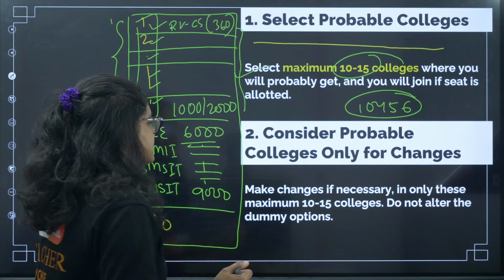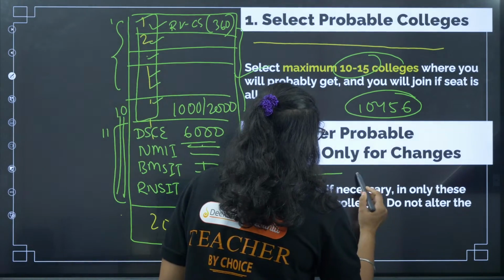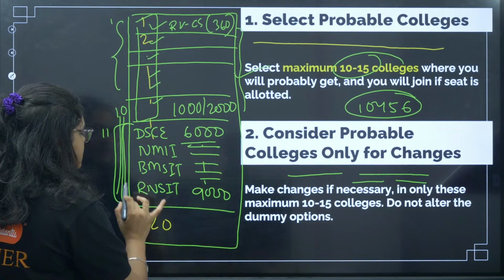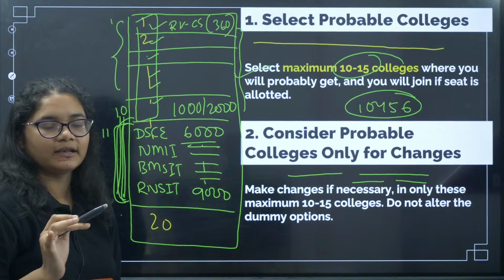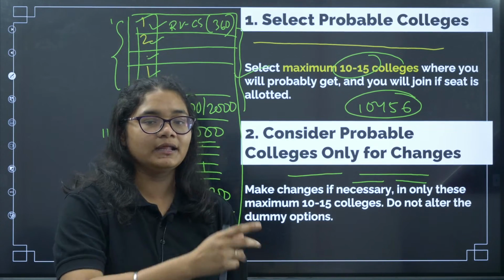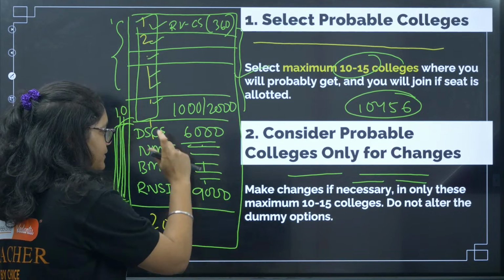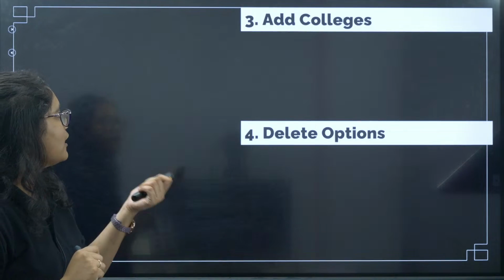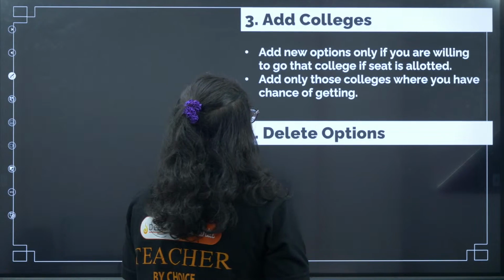The second thing, consider probable colleges only for changes. That is what I told you. You have to consider only this section of your option entry where there is a chance of getting, and then you have to think of editing or making this section the best part of your option entry. Now coming to the third one, that is add colleges.